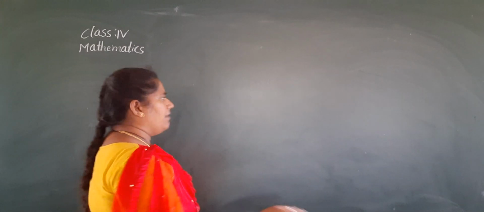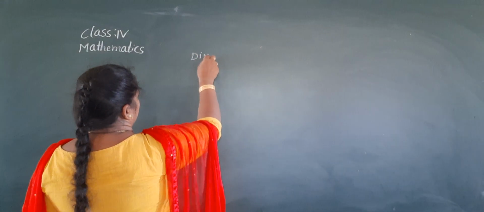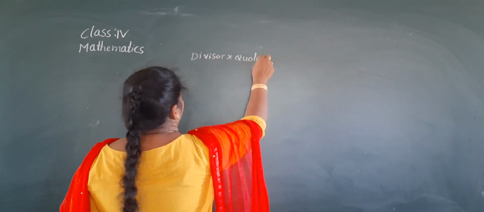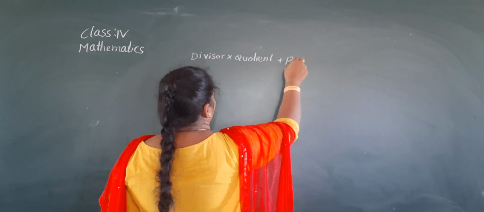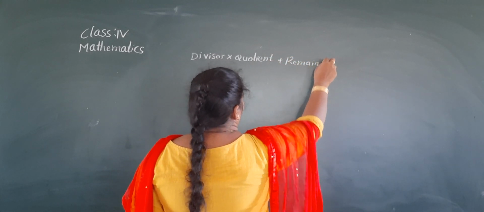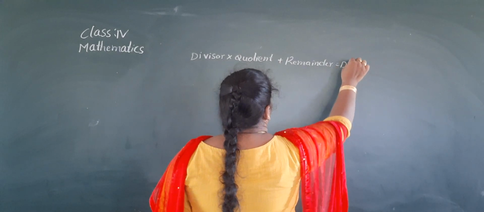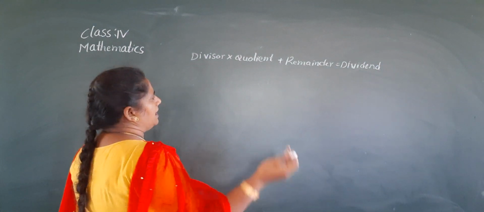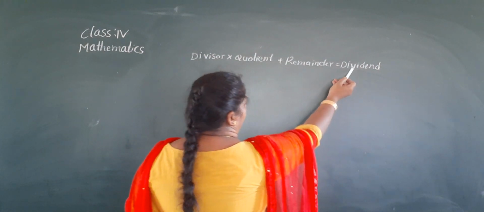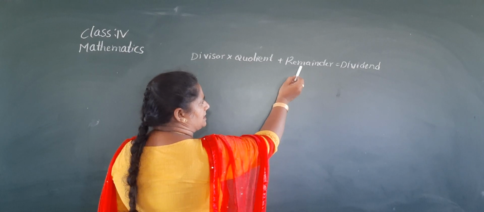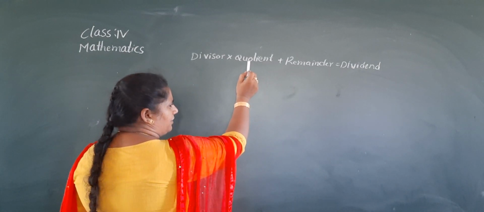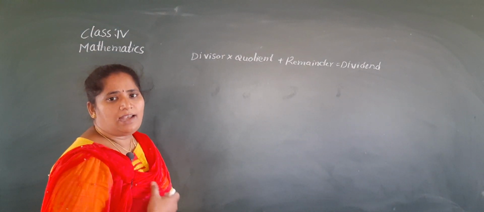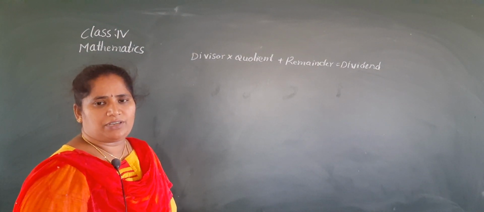Come on tell me. Divisor into quotient plus remainder equal to dividend. Okay. So this is the formula for checking the division. The number that has to be divided is called dividend. The number left after division is called remainder. The result of division is called quotient. The number which divides the given number is called divisor. Okay, is it clear to you children?